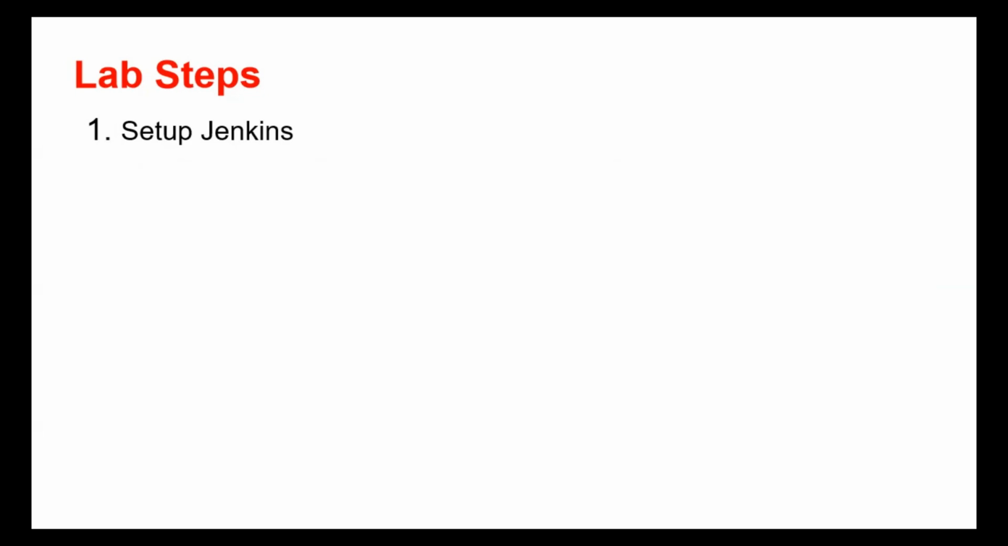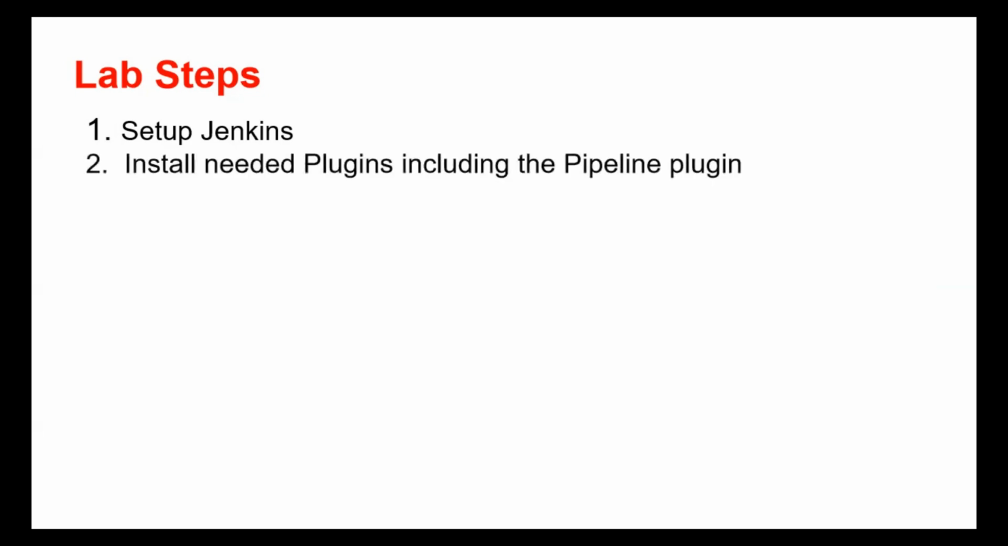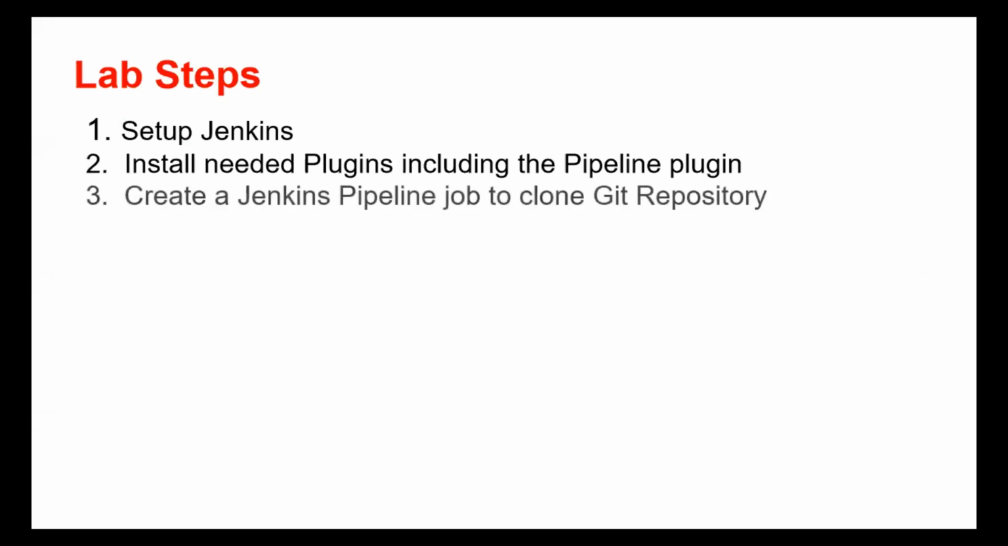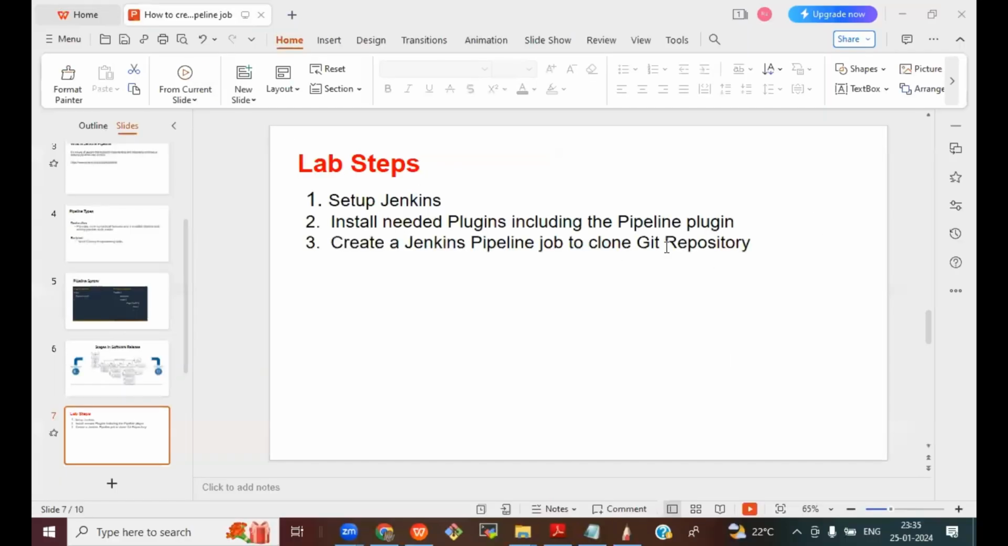First, I will be setting up Jenkins. Then I will be installing the plugins so that we can set up our pipeline script. Then we will create a Jenkins pipeline job. It will clone the GitHub repository. Okay, it's not Git, it's basically the GitHub repository. So now let us go into the lab demo.